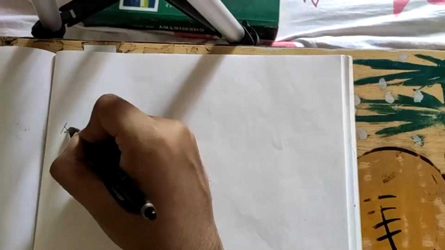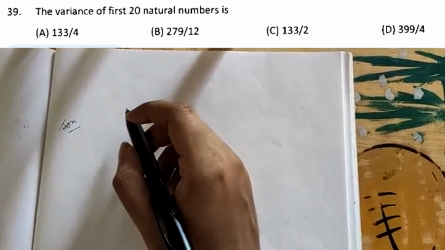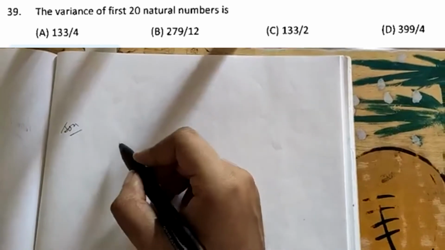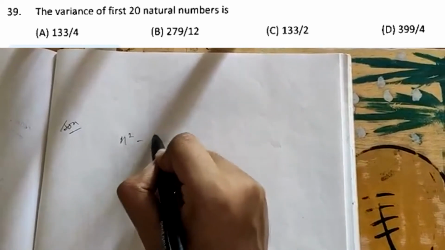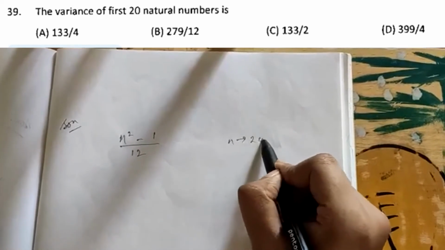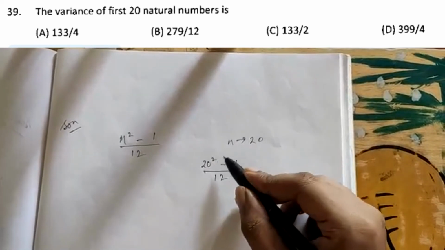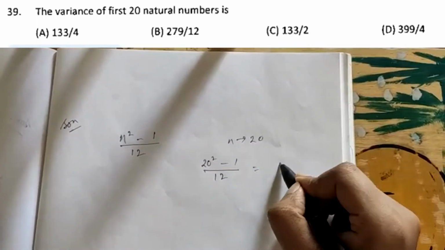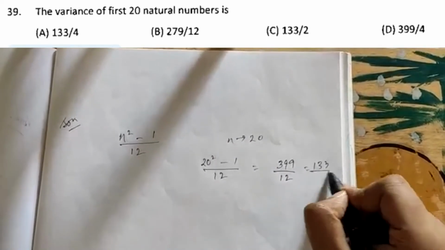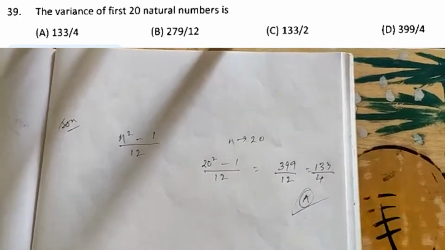So in question number 39, the variance of the first 20 natural numbers is asked. To find the variance, there is a direct formula, that is n square minus 1 by 12. So here n is given as 20, so 20 square minus 1 by 12. 20 square means 400, that is 399 by 12, which is 133 by 4. Answer is 133 by 4. I guess option A is the correct one.